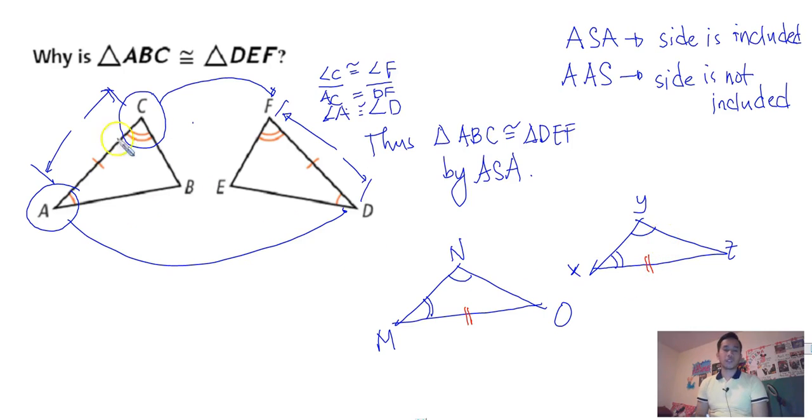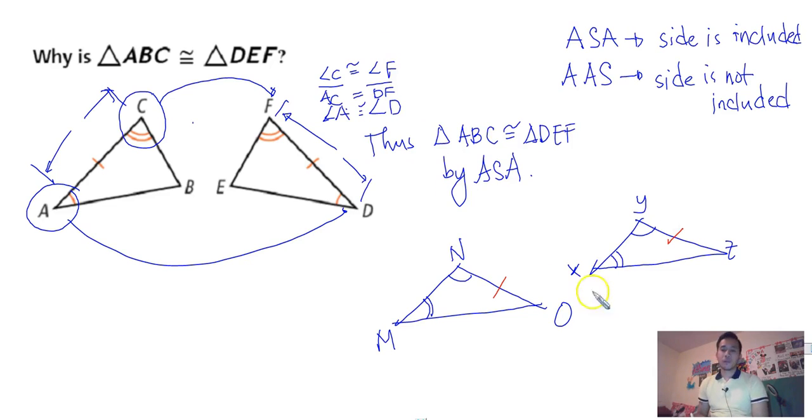So look at the difference now. The symbol here is in between the two angles, but in here it's only one angle that has that side of it. Okay, so that is an example of ASA and AAS. Again, for ASA, the side must be included, meaning the two angles share a common side. And for AAS, the side is not included, meaning only one angle has that side.